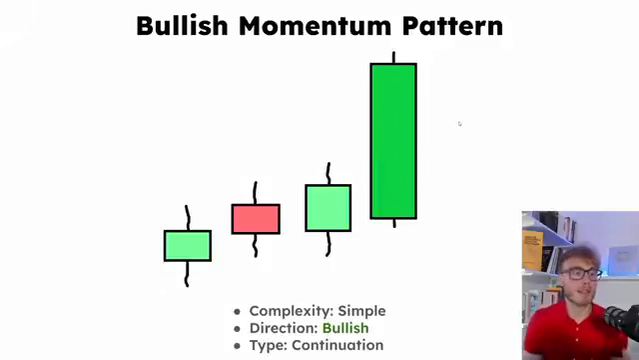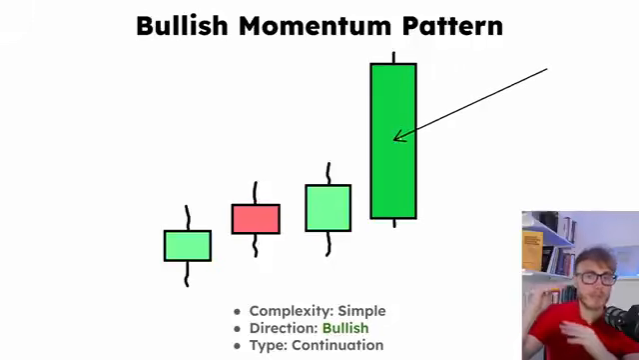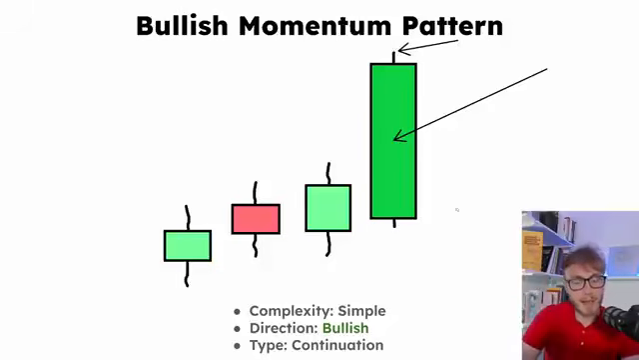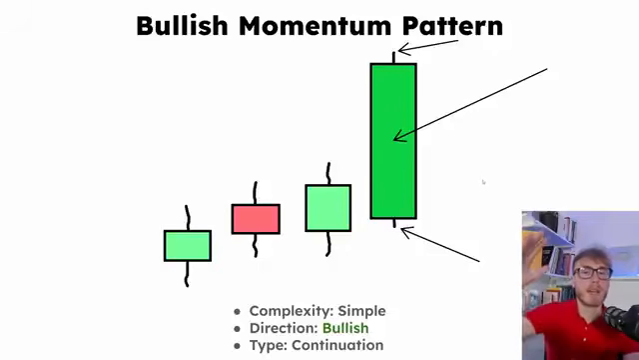And how do we identify this pattern? Well, what we're looking out for here is a strong green candle, so we want the real body of the candle to be very long. The upper wick, we can have an upper wick and we can have a longer wick, but for the momentum pattern I actually prefer if we have shorter wicks, but we can have longer wicks as well.